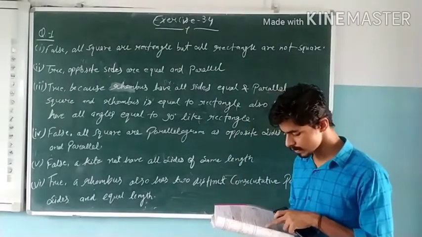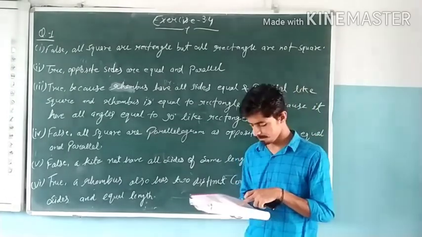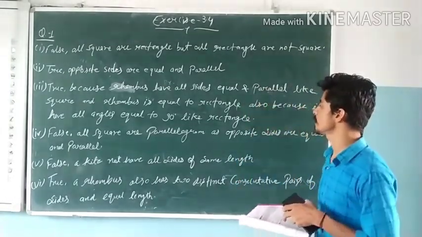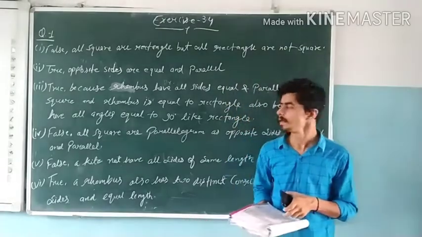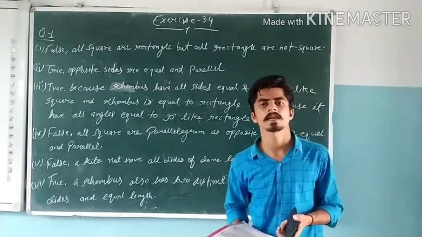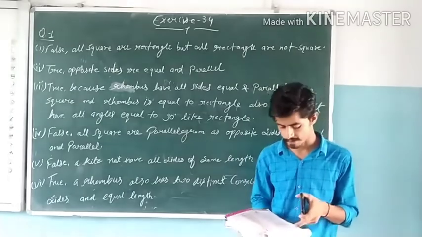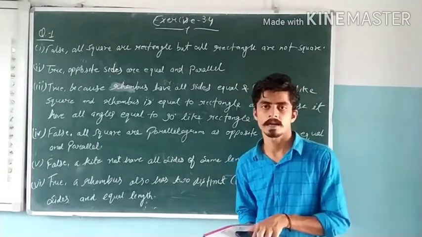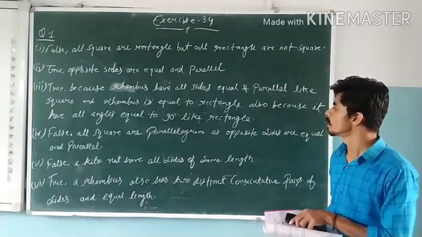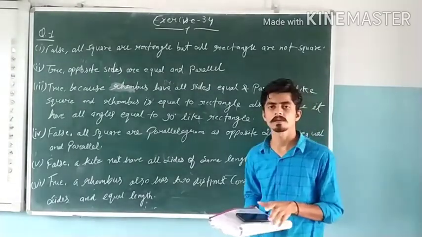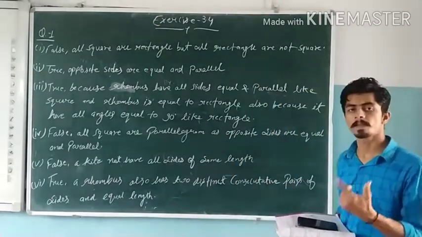Fourth one is, all squares are parallelograms. It's false, because all squares are parallelograms as opposite sides are equal and parallel. It is not necessary that a parallelogram has all the sides equal, but in the square it is necessary all the sides are equal and each angle is 90 degrees. So all the squares do not equal the parallelogram. It is equal to the parallelogram when its opposite sides are equal and parallel as well.